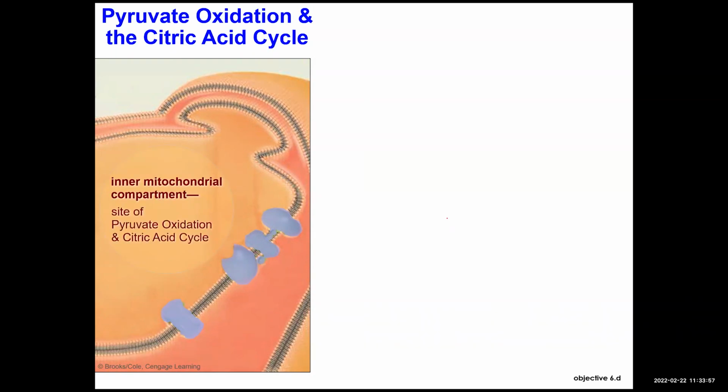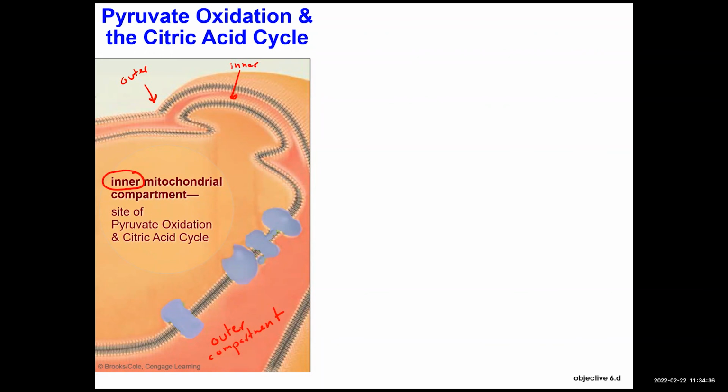Both of these, pyruvate oxidation and the citric acid cycle, are going to take place inside the mitochondria's inner compartment. So remember, the mitochondria is made up of two membranes. So here's the outer membrane, and here's the inner membrane. There are two compartments. This is the outer compartment. And these steps are going to take place in the inner compartment.